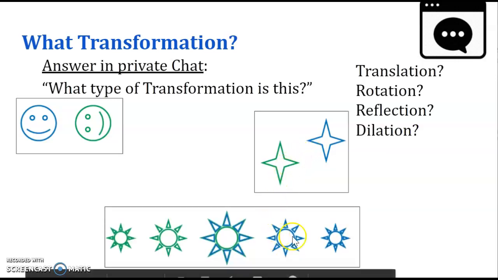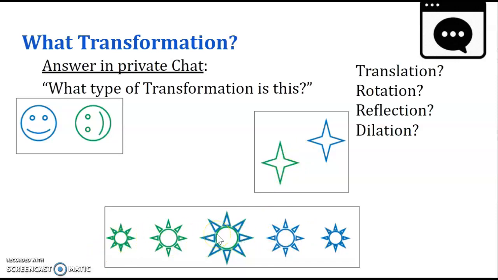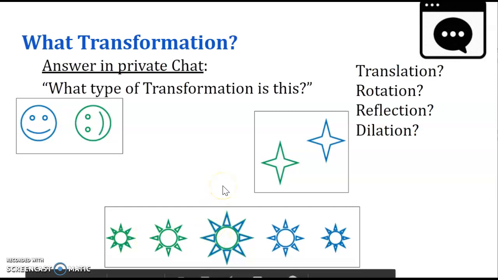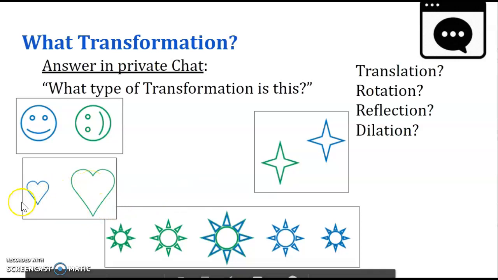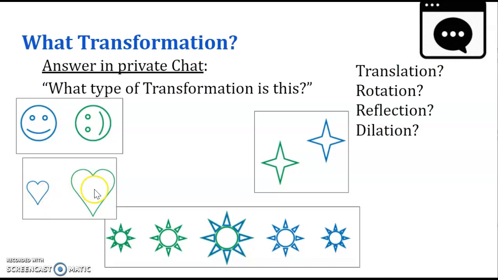What about this one? Blue is the original and green is the transformed. What do you think this is? It's actually reflection. And then lastly, what about this one? Small heart going to larger heart. There is a size difference. It's getting bigger. The shape remains the same, but it's getting bigger, so we call that dilation.